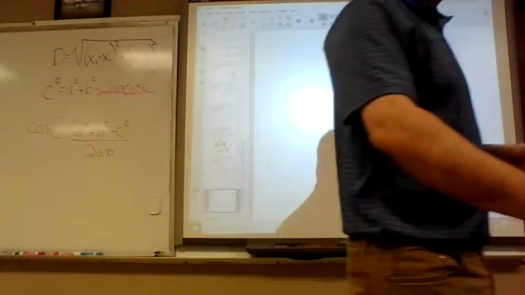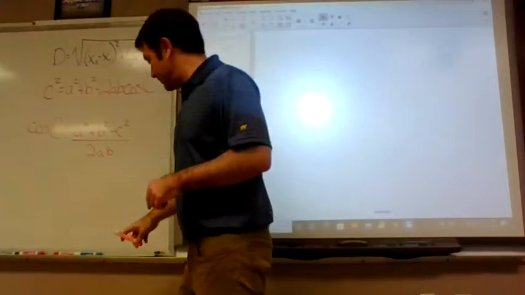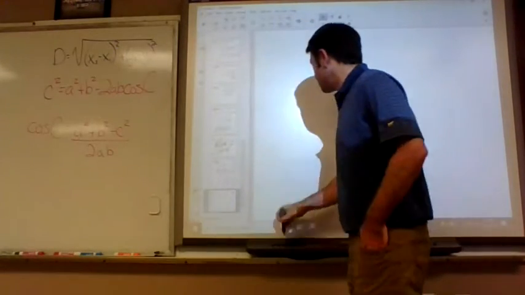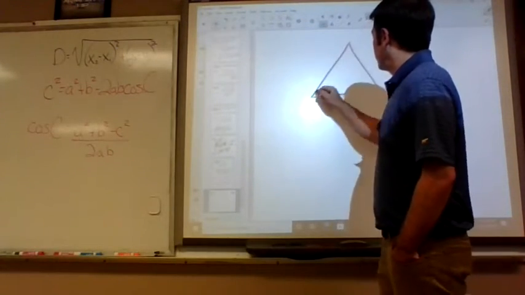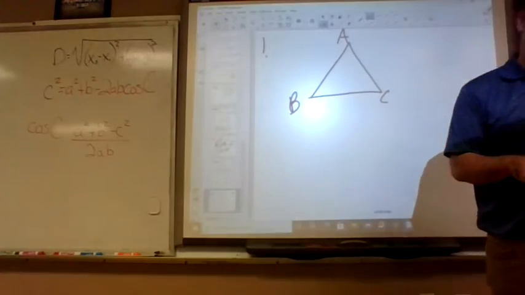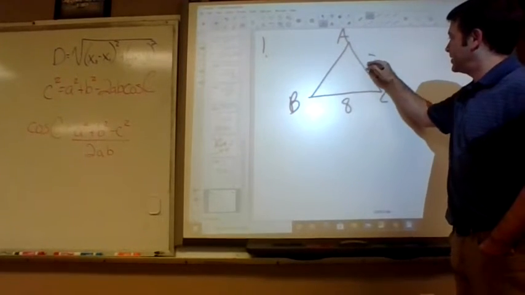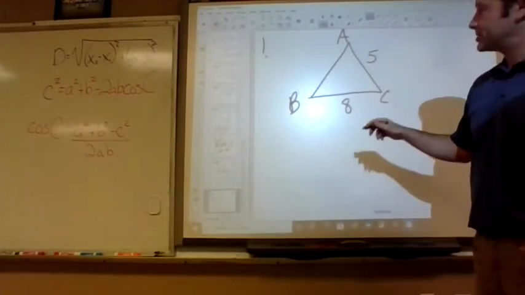Number 1, just like the other assignment, I'm going to start by drawing the picture. A is 8, B is 5. So triangle ABC should be drawn like this. Side A is 8, side B is 5, angle C is 60.